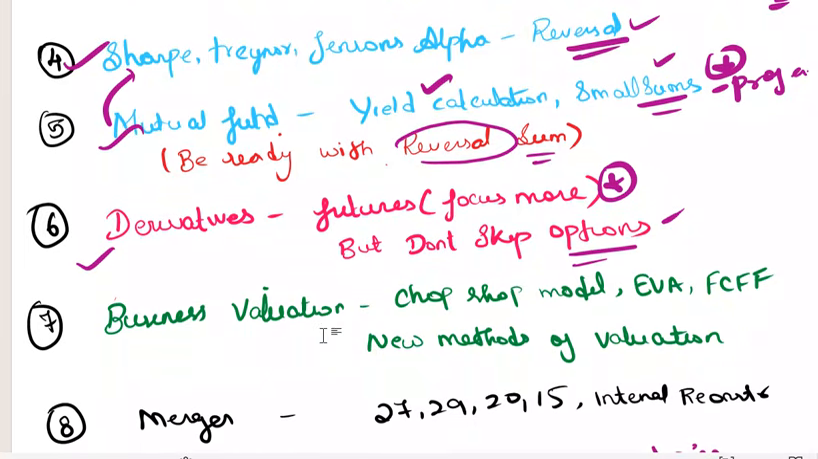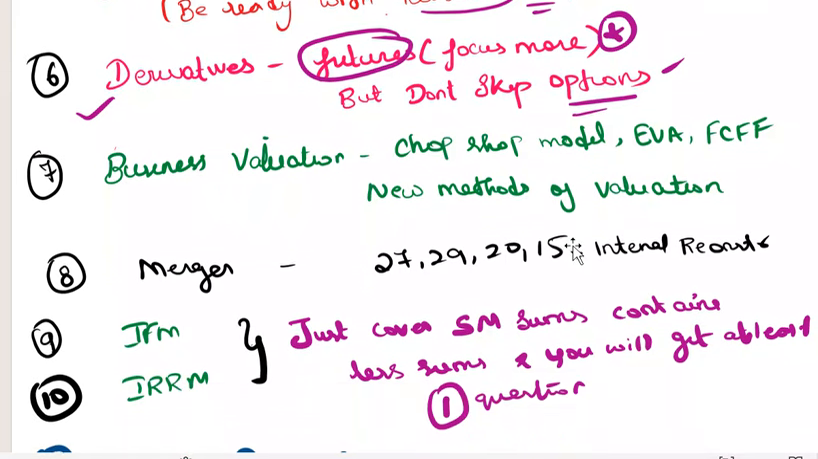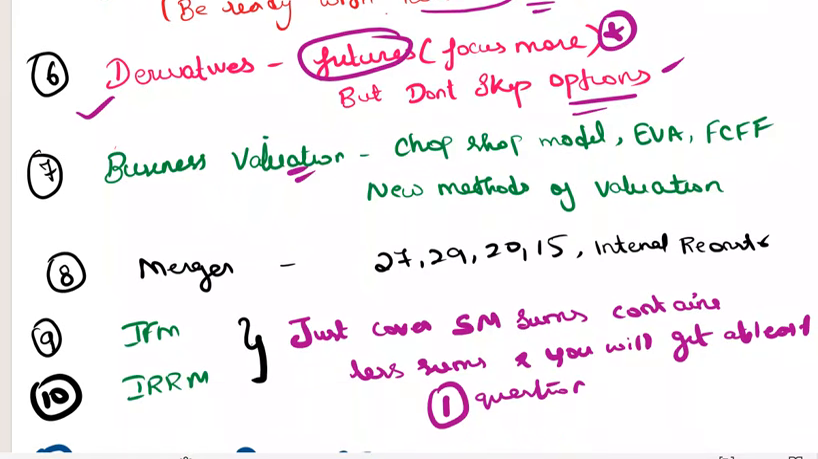But compared to futures, option is very easy. So please do not skip both the areas. Try to concentrate on the futures. Fine. Right. In business valuation, there is a question in illustration.